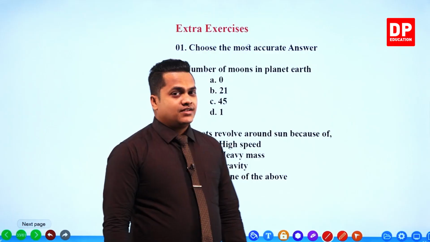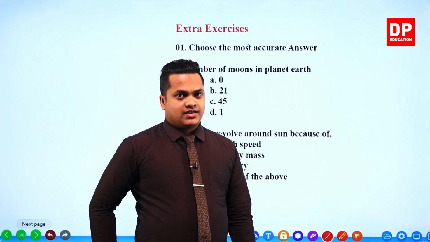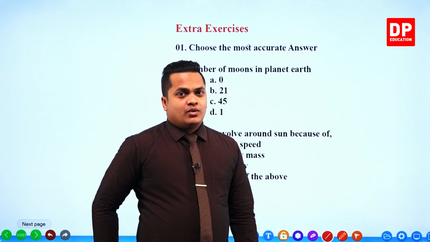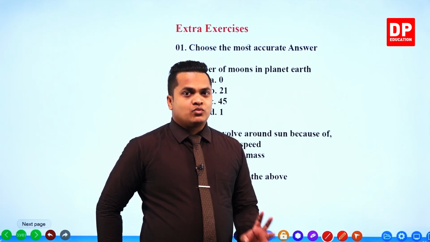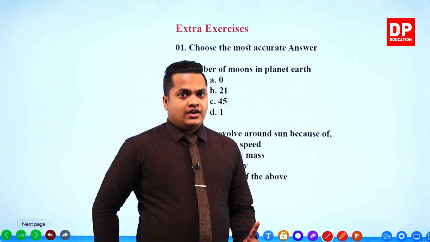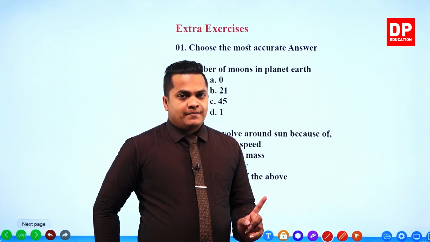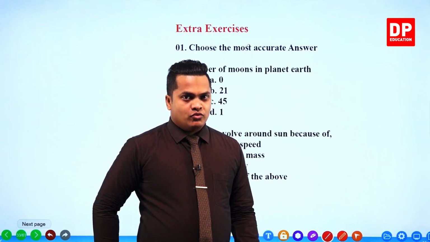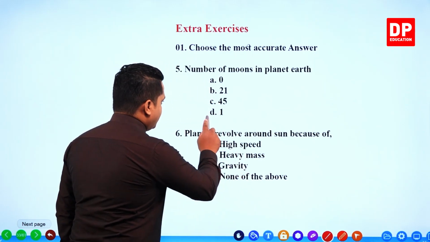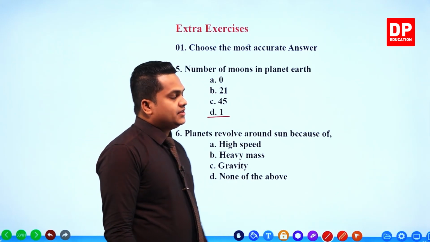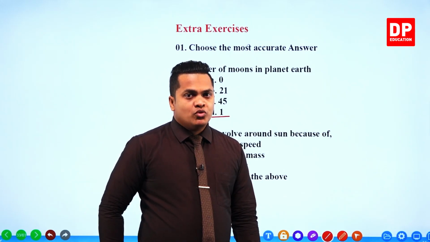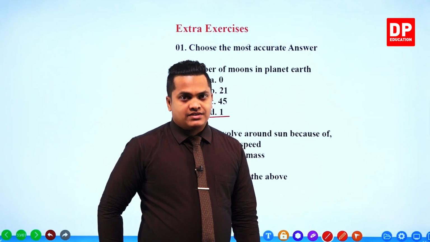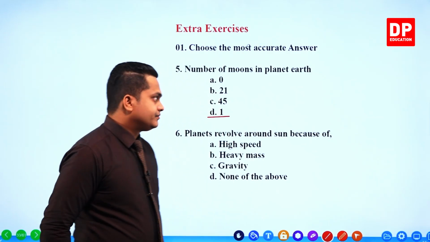Very simple, right? Number of moons in planet Earth. If you take the planet Earth, we have 1 satellite, or 1 moon, right? Only 1 moon. For our Earth, there is only 1 moon. The moon is the satellite that revolves around our planet Earth. So the number of moons of our planet Earth is exactly 1.